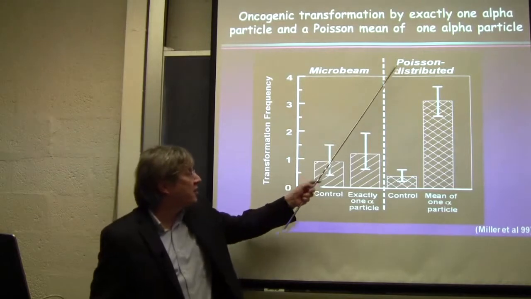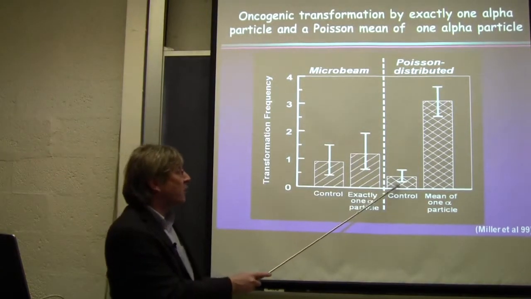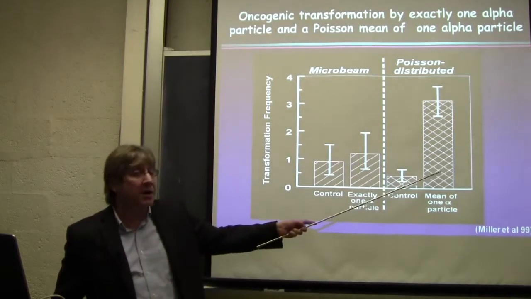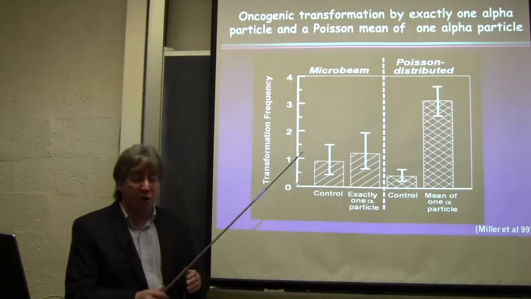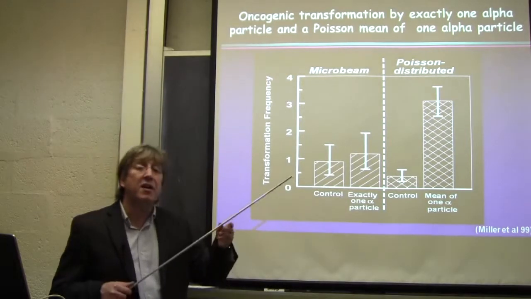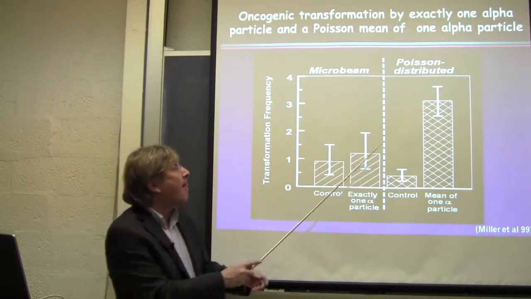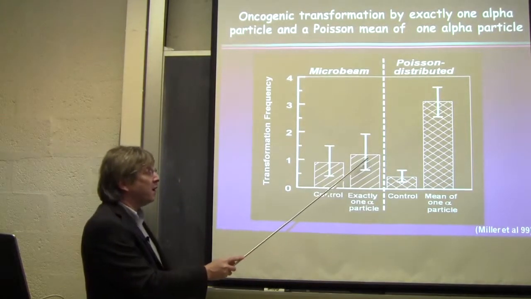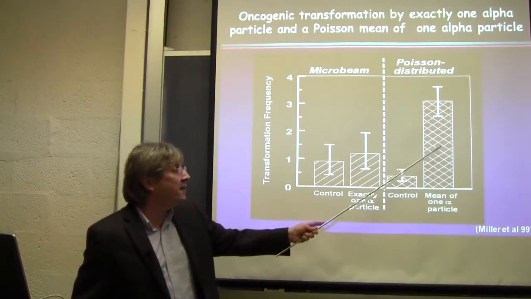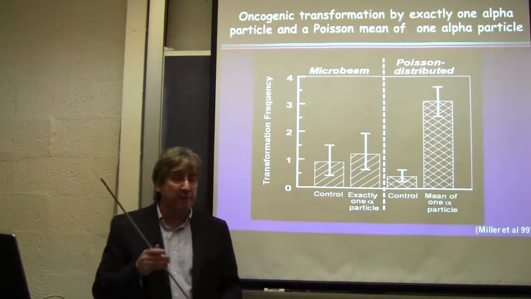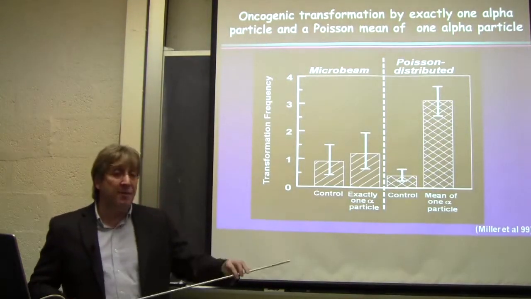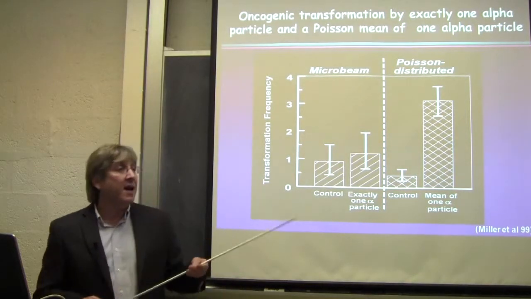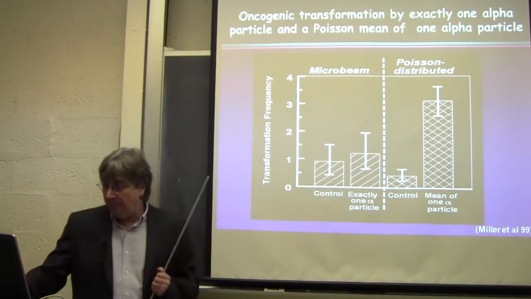Compare that with the Poisson distribution. Again, here are the control numbers. And here's where we put a mean of one alpha particle through a group of cells. So some get 0, some get 1, some get 2. And what you see is there is a difference between putting exactly one alpha particle through a cell and putting a mean of one alpha particle through a cell. So again, that gives you some indication of the power of a microbeam to be able to simulate real-life situations.